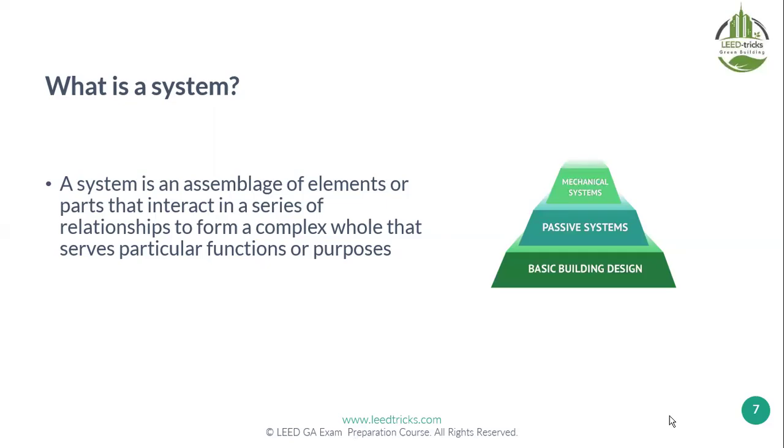So have a deep look at this definition and spend some time here, because a series of relationships means systems. Systems can be divided into mechanical systems in buildings, passive systems, or basic building design. Basic building design, we know, is just a design without any soul. But the passive and mechanical systems, sometimes we call mechanical systems active systems. What is an active system? Why is mechanical active?